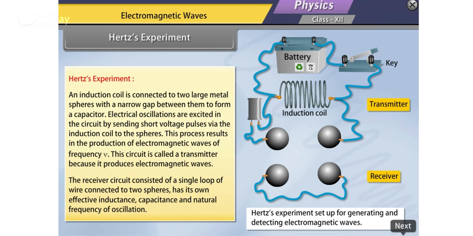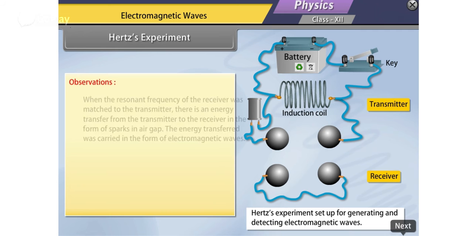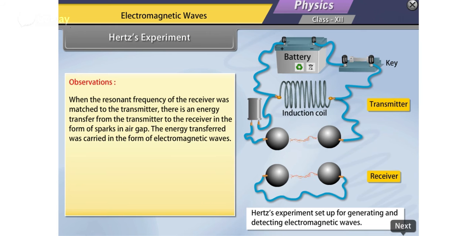The receiver circuit, consisting of a single loop of wire connected to two spheres, has its own effective inductance, capacitance and natural frequency of oscillation. Observations: when the resonant frequency of the receiver was matched to the transmitter, there is an energy transfer from the transmitter to the receiver in the form of sparks in the air gap. The energy transferred was carried in the form of electromagnetic waves.